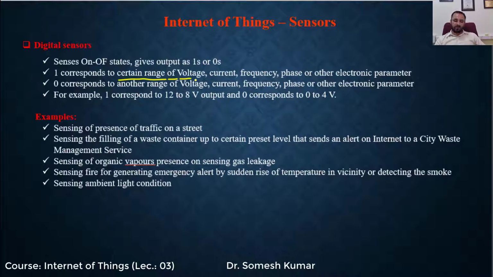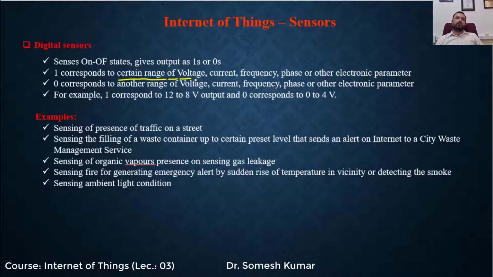So for example, in some cases we say that if the output is 1, then the voltage range is 12 to 8 volts. If the output is 0, it corresponds to 0 to 4 volts. So it depends on the user. So 1 can correspond to a certain range of voltages, current or some other electronic parameter.